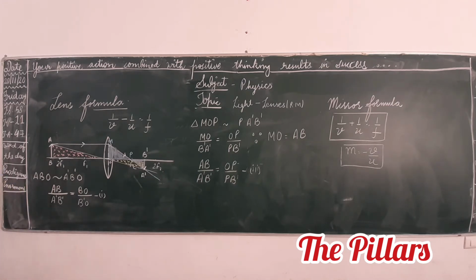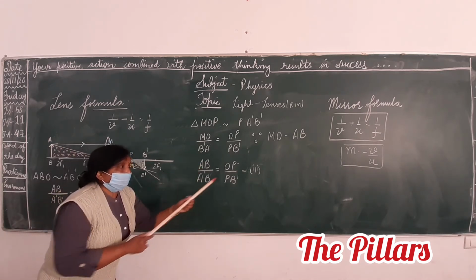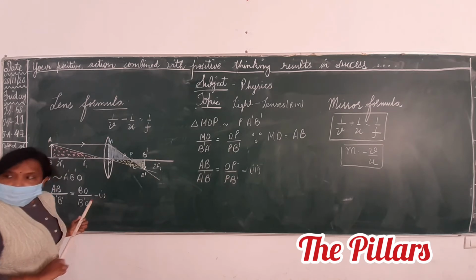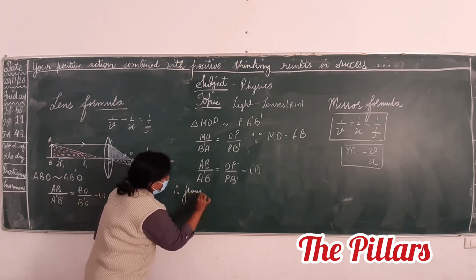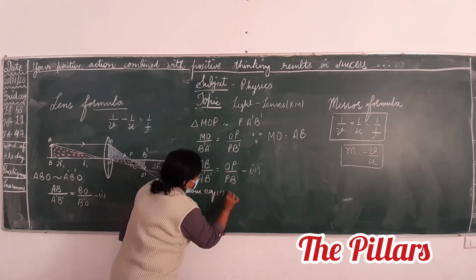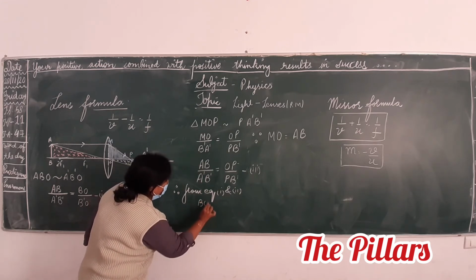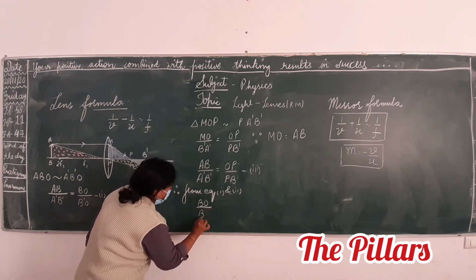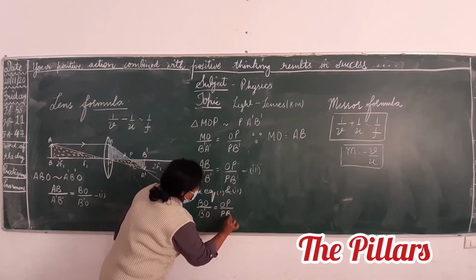Now see, from the first, this is also AB upon A dash B dash, and this is also AB upon A dash B dash. So we can equate these two. Therefore, from equations 1 and 2, what conclusion do you make? BO upon B dash O will be equal to OP upon PB dash.